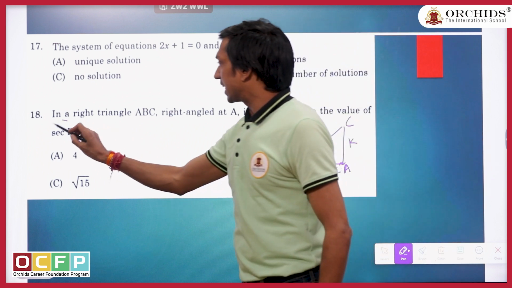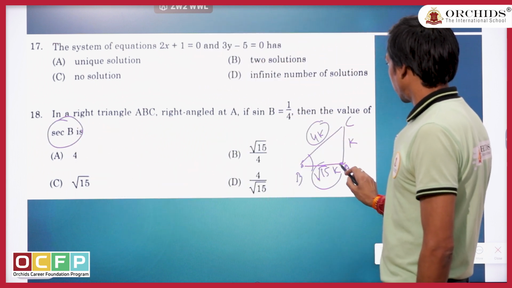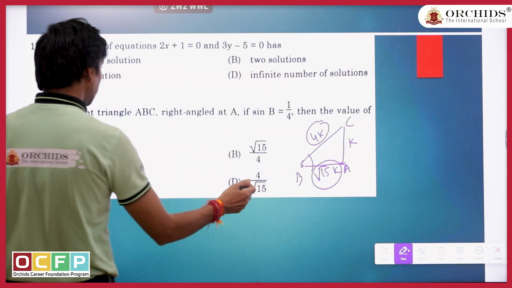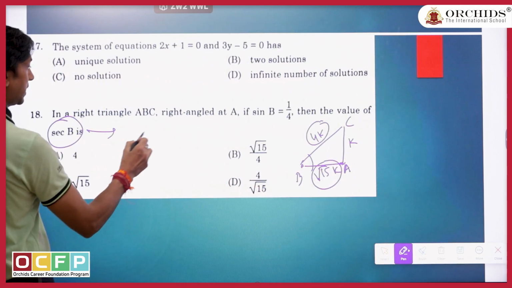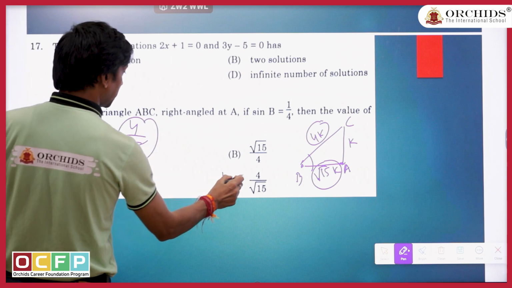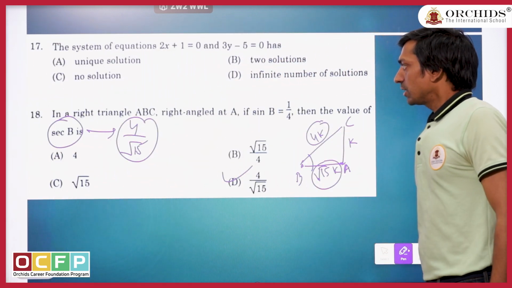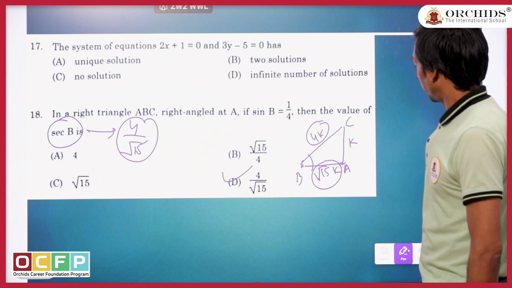Now they are asking secant B. So secant B is what? Hypotenuse upon base. So hypotenuse upon base will be 4 upon root 15. So the answer is 4 upon root 15, the right option in this case. 4 upon root 15 is the answer for this particular question.